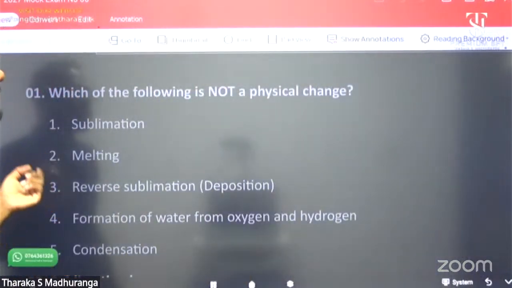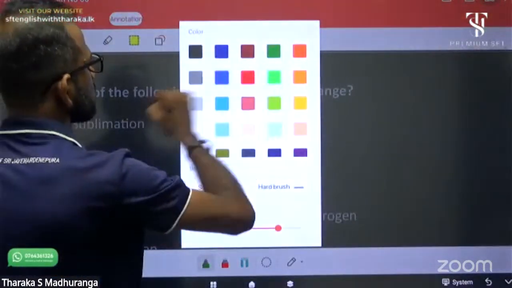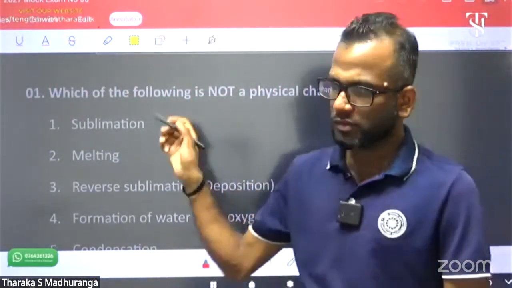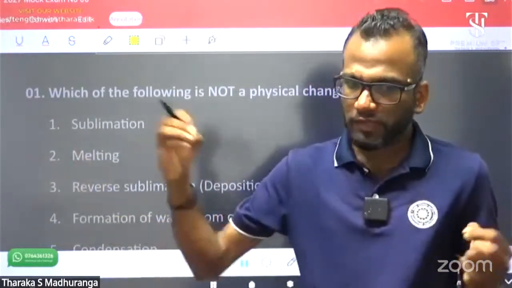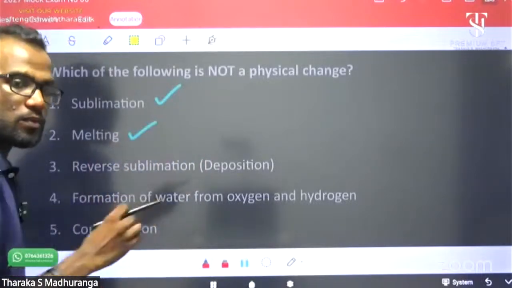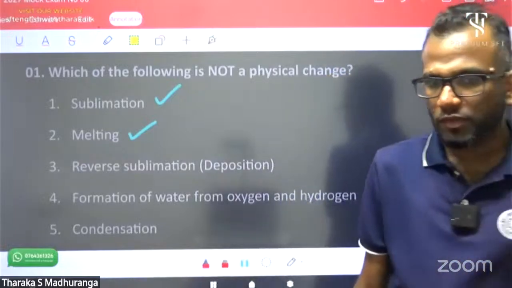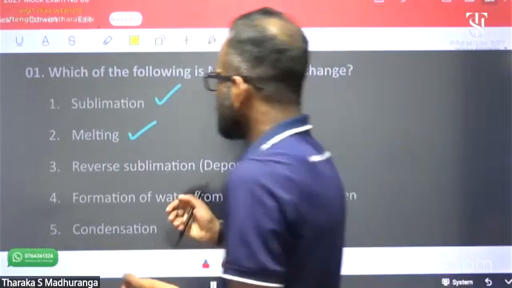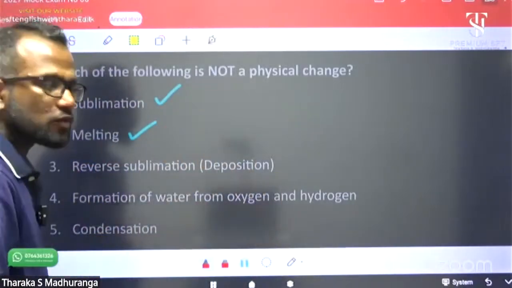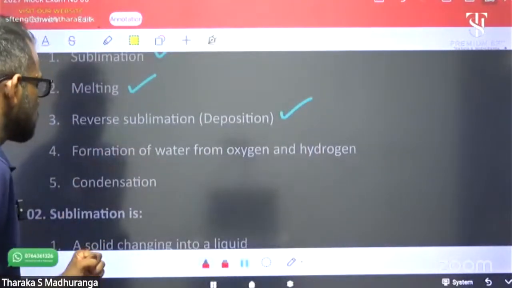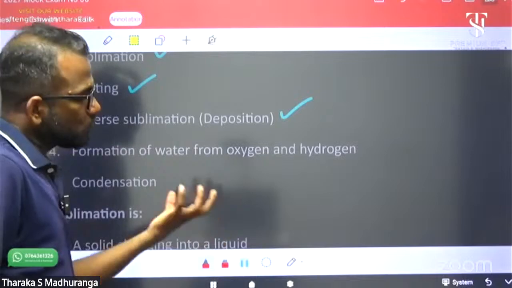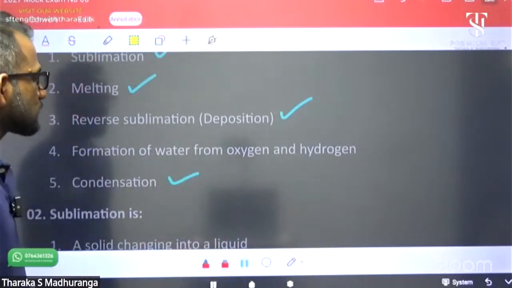Which of the following is not a physical change? Sublimation is a physical state change. What's the meaning of sublimation? Solid directly converts into vapor without converting to liquid. Melting, solid converts into liquid at the melting point. Reverse sublimation, or deposition, is the opposite of sublimation: vapor directly converts into solid. That is also a physical state change. Condensation means the opposite of vaporization: vapor, or gas, converts into liquid.